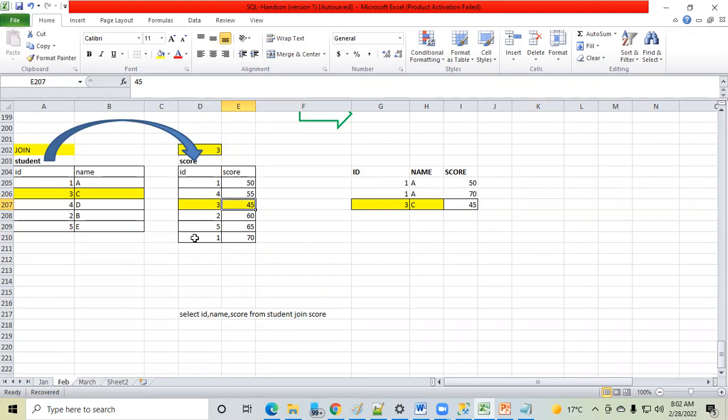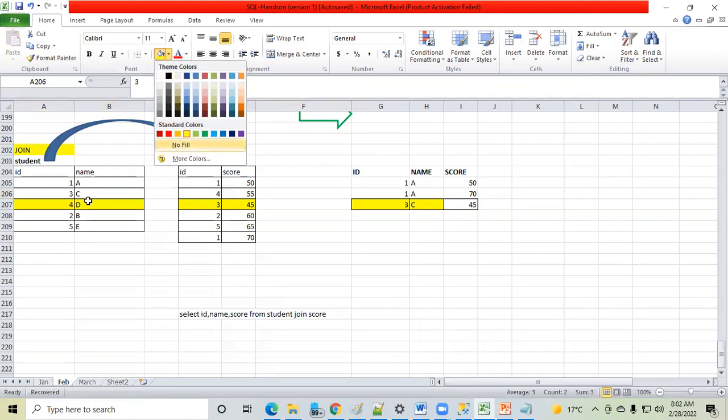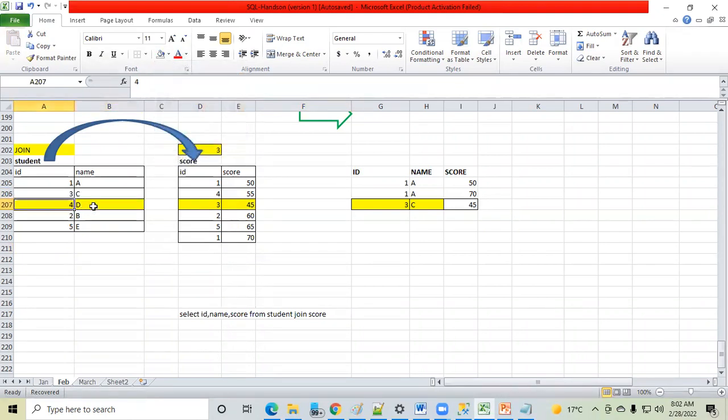Move to the student table. Parent table, next record. Now this record is under operation. The task of this is over. Discharge him. He is discharged. Now he is under operation.